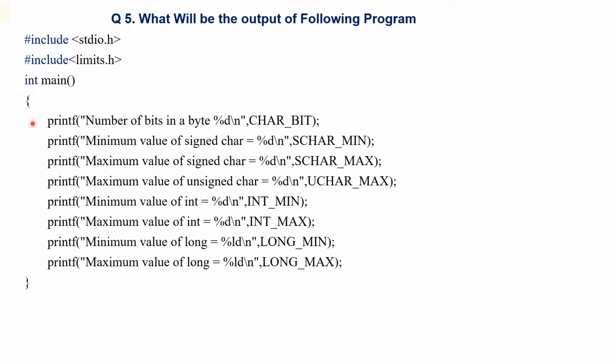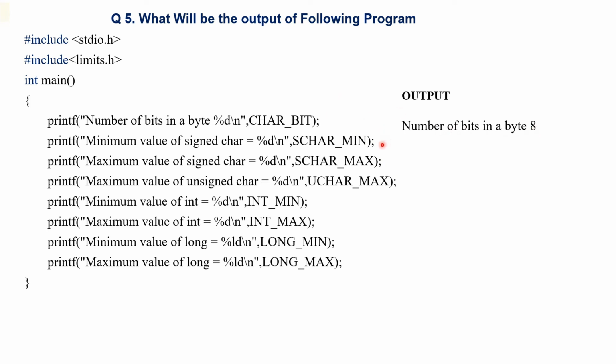So consider the first statement where the macro CHAR_BIT is used, which will give the number of bits in a byte, and we know that the number of bits in a byte is equal to 8. So this will return the value 8, and the output for this printf function will be like this: number of bits in a byte is 8.